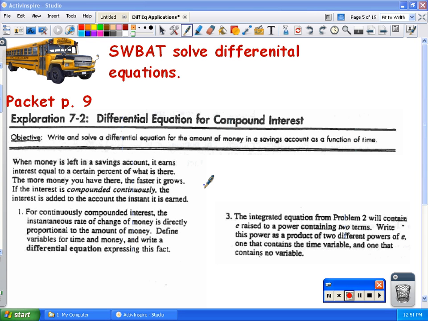Alright, this video is on solving application problems involving differential equations. So we're basically going to take what we already know about solving differential equations, where we have a differential equation, we separate the variables, and we find the antiderivative on both sides, and then we solve. We're going to add some words to that so that we have to translate the words into mathematics. So let's just go ahead and take a look at what we have here.